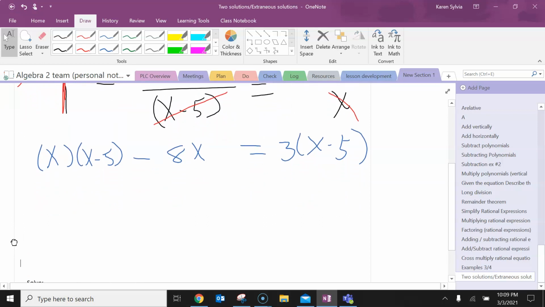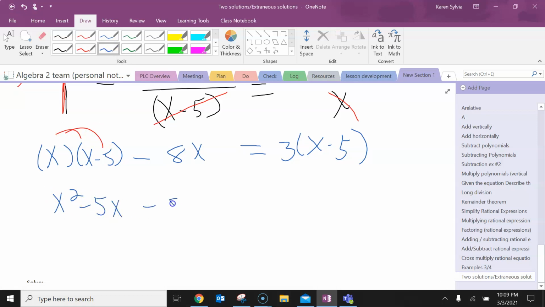So I'm going to do x times x minus 5. Distributing gives me x squared minus 5x. The 8x is staying. And now I have to distribute this one. It gives me 3x minus 15. So this is a quadratic.